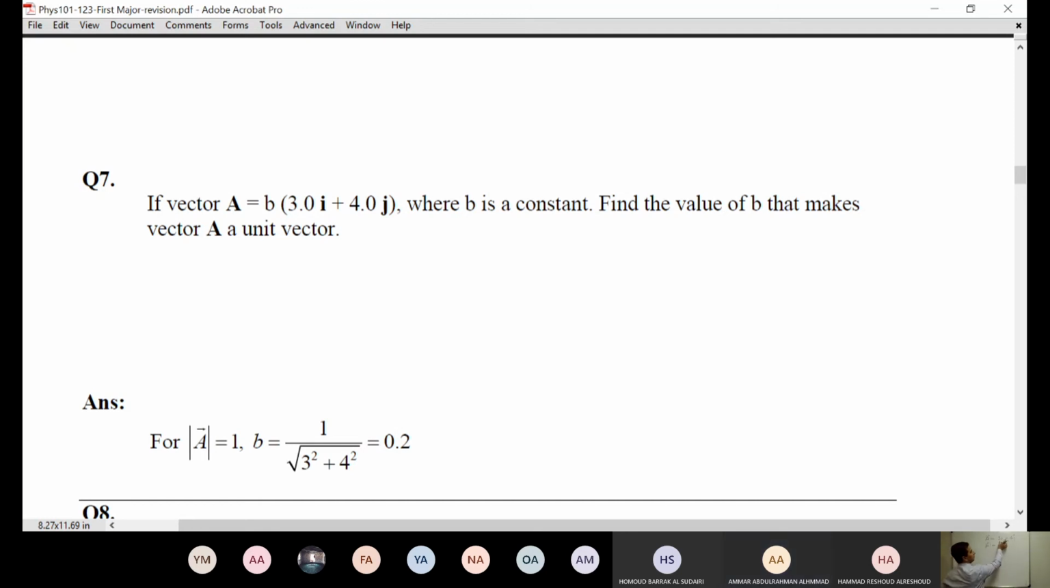Magnitude, we determine it to be the square root of 3 squared plus 4 squared, which is giving me 5. If you remember, I also said that the vector is the product of the magnitude times the unit vector. If I divide both sides by the magnitude, I will get the unit vector here. So this vector A, which is 3i plus 4j, divided by the magnitude, which is 5.